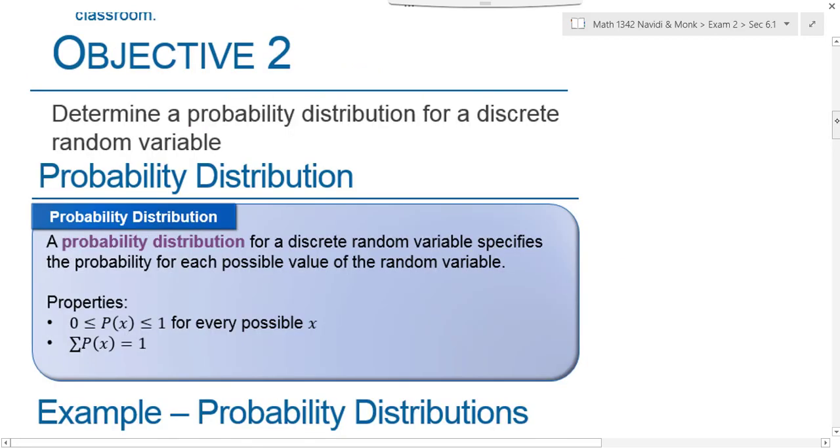Objective 2 is to determine a probability distribution for a discrete random variable. We've seen something that looks similar to this when we talked about probability in Chapter 4. These were the two conditions we said had to be satisfied for a probability, where this right here was our sample space. We said the probability of our sample space had to be equal to 1. Well, in a probability distribution for discrete data, you have these individual probabilities assigned to random variables, and the sum of all of these has to be equal to 1.